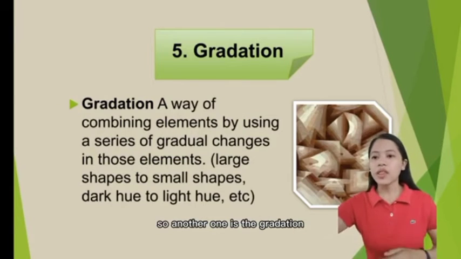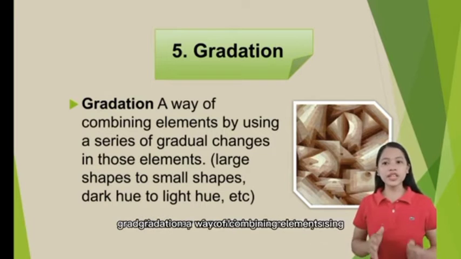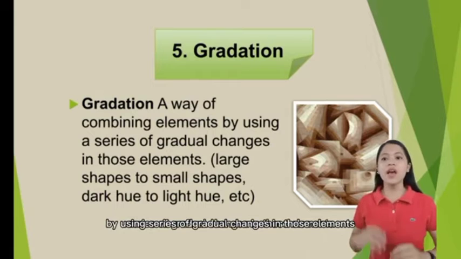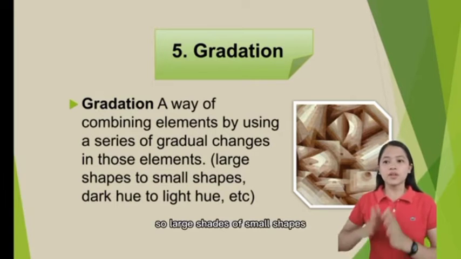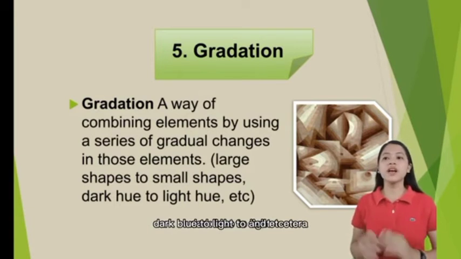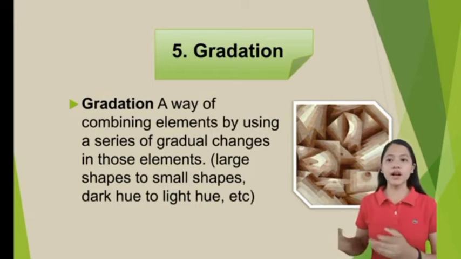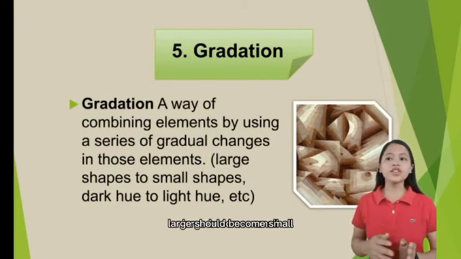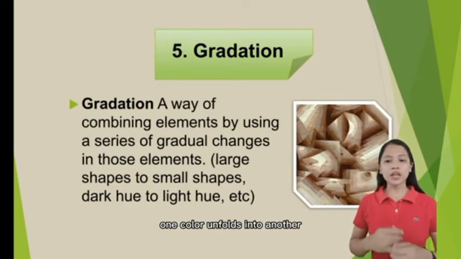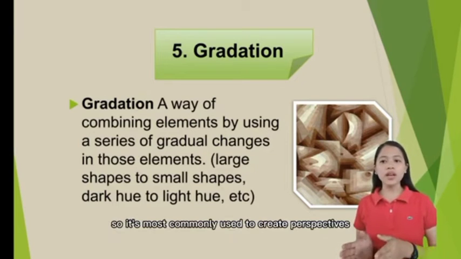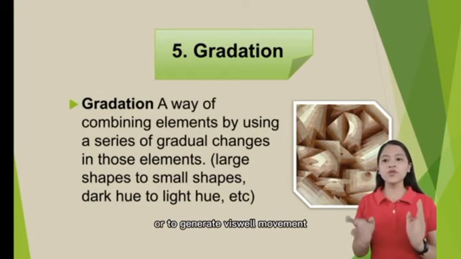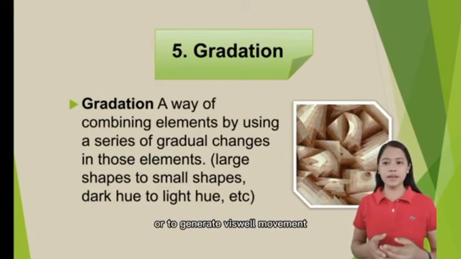Another one is gradation, a way of combining elements by using a series of gradual changes in those elements. So, large shapes to small shapes, dark hue to light hue, and etc. Examples are light changes slowly to dark, large becomes small, one color unfolds into another. It is most commonly used to create perspective, to suggest form, or to generate visual movement.